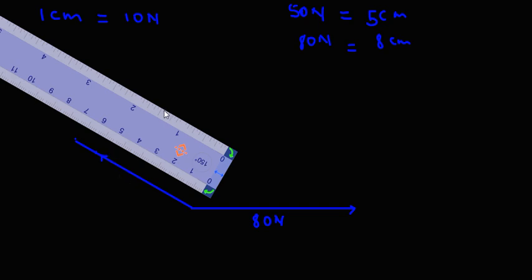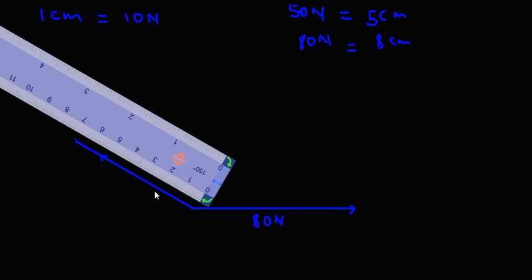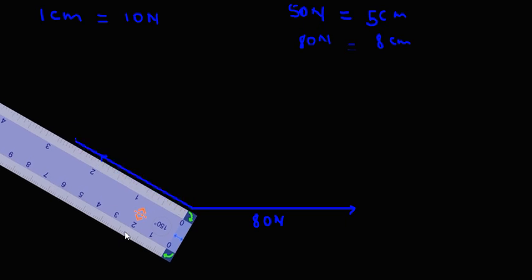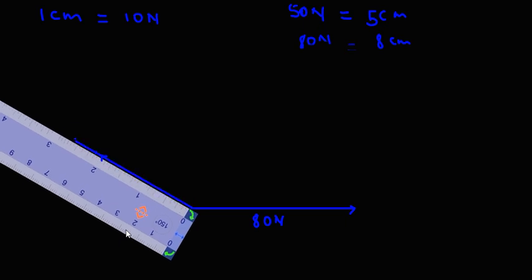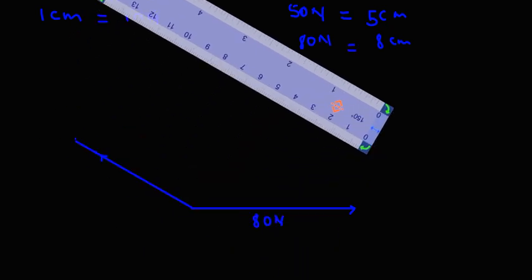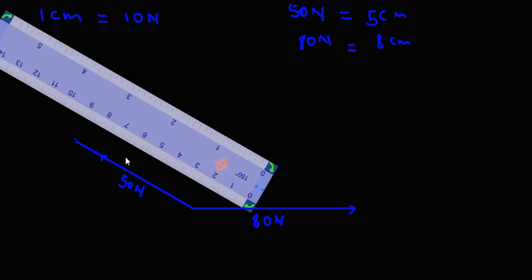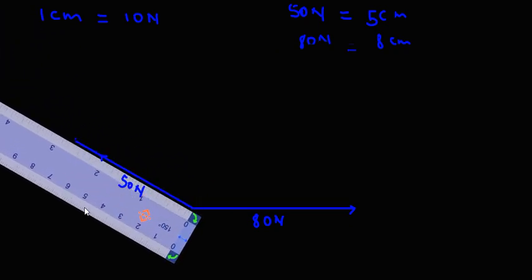Our next step is now going to be to complete the parallelogram. Before we complete it, let's label this one again. This is going to be the 50 Newton vector. Now we need to complete the parallelogram. I'm going to show you how to complete the parallelogram quickly.